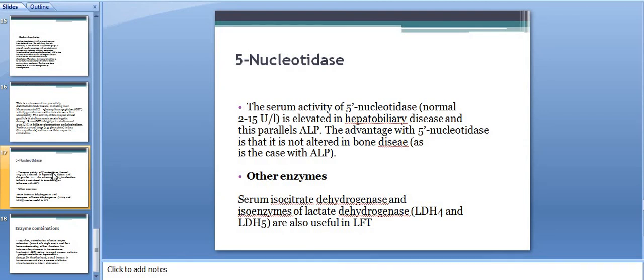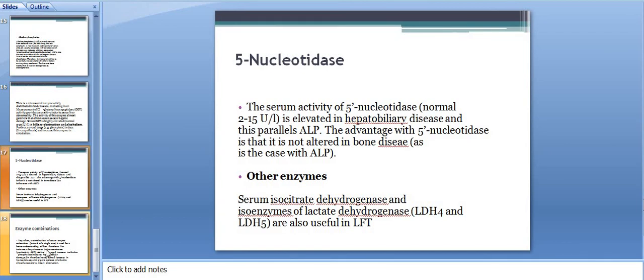The main advantage with 5' nucleotidase is that it is not altered in bone disease. Other enzymes: serum isocitrate dehydrogenase and isoenzymes of lactate dehydrogenase are also useful in liver function tests.